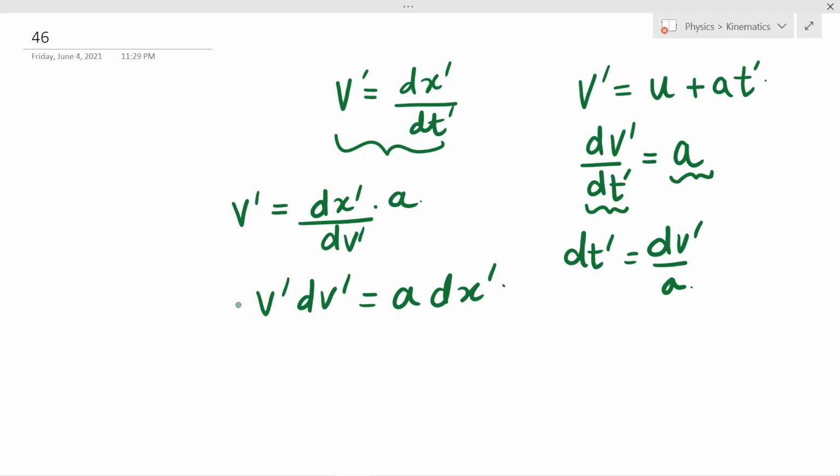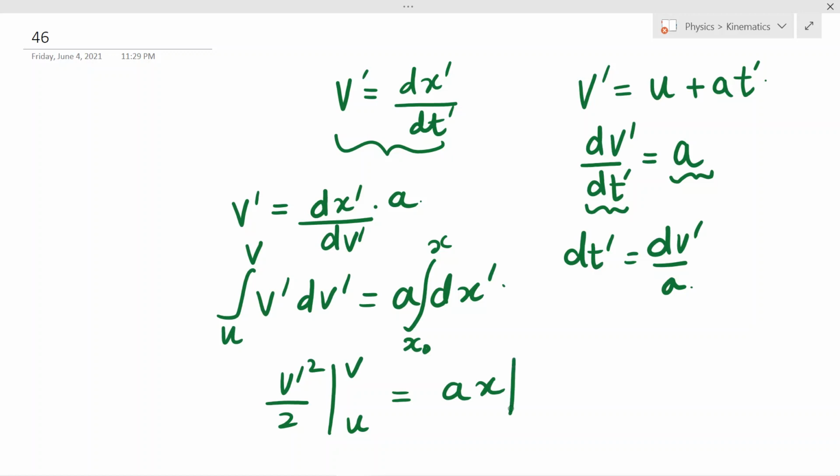Now let's integrate. Let's put the limits. u is the initial velocity, v is the final velocity, x0 is the initial position, and x is the final position. So this will be v dash square by 2, with the limits v and u, and this will be a into x, with limits x and x0.